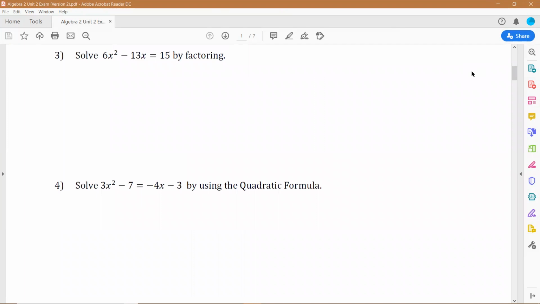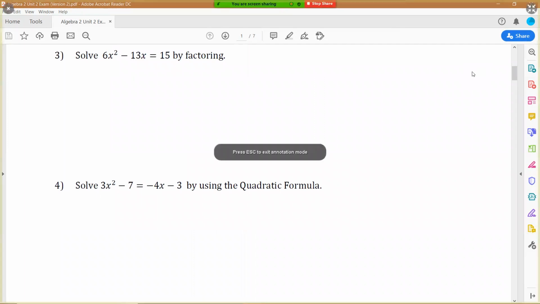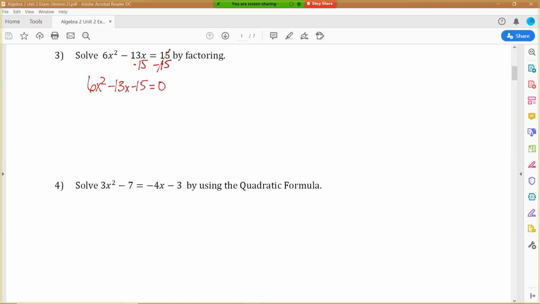Moving down to question 3, again, we're solving using factoring. Again, not set equal to 0, so we're going to have to move the 15. So I'm going to subtract 15 from both sides. When I write the left side down, I want to make sure that I'm writing in descending order or standard form, always starting with the x squared, then the x terms, and then your constant.